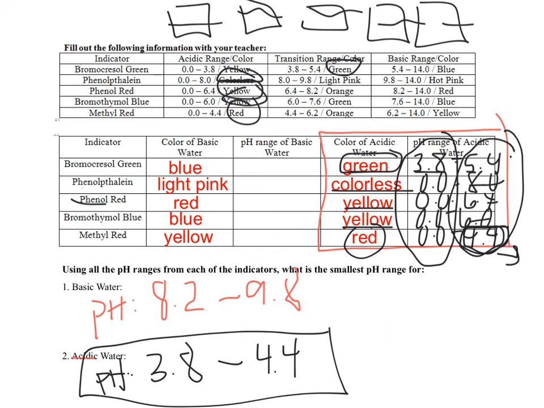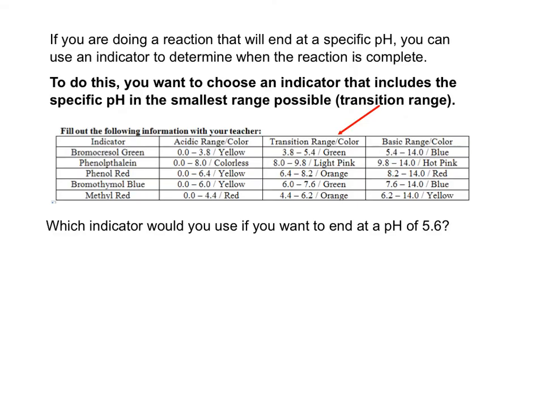And so this is how you can use multiple indicators to help you find the unknown pH of a substance. Okay, the last thing is, if you are wanting to do a reaction and just use one indicator, what would be the best indicator? To make this choice, you would want to pick an indicator with the smallest pH range in its transition range, okay? Because we want to see that color change happening.